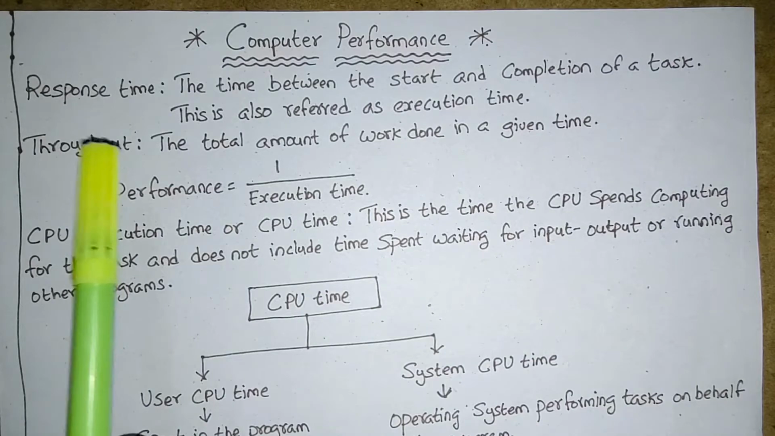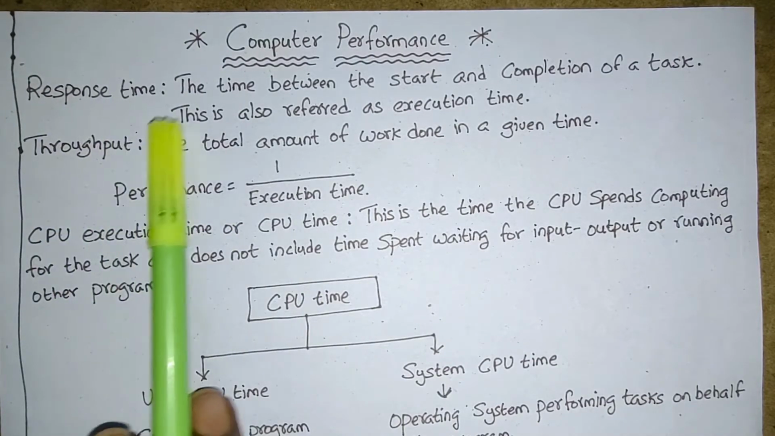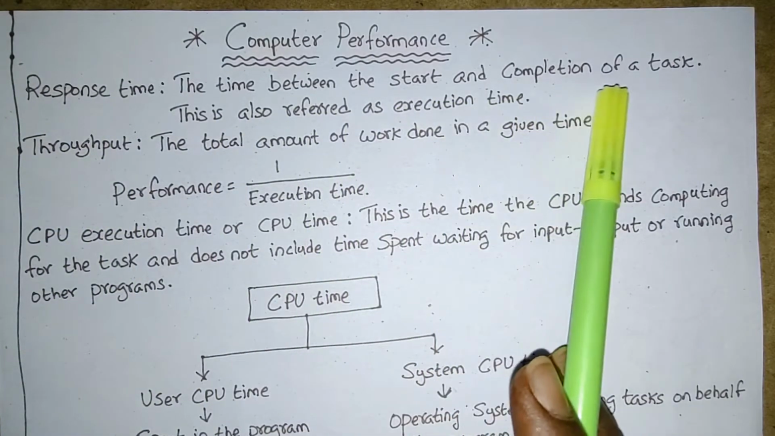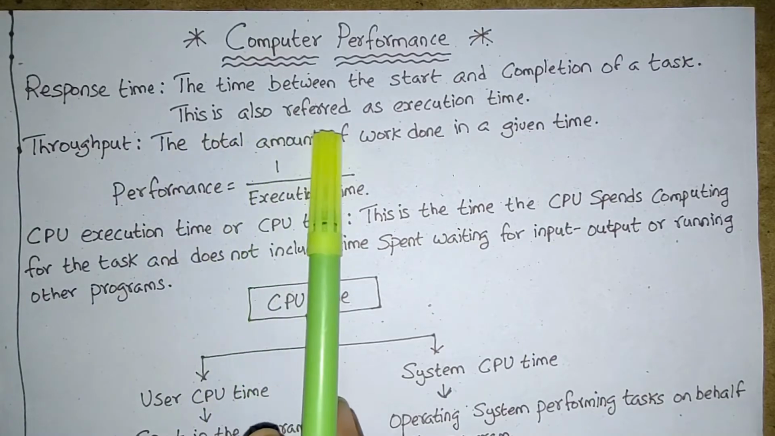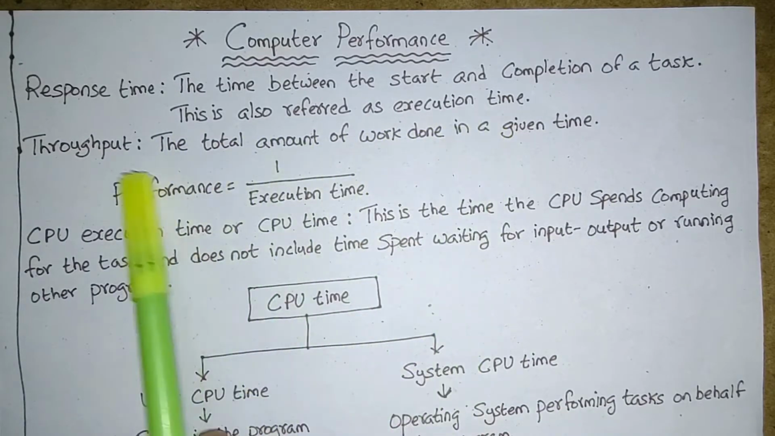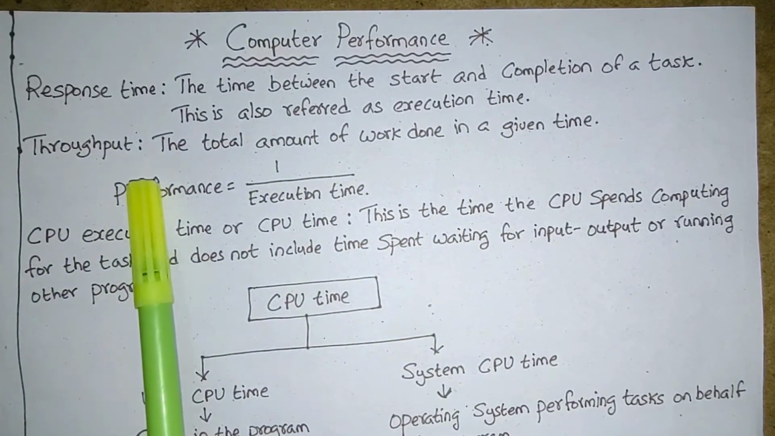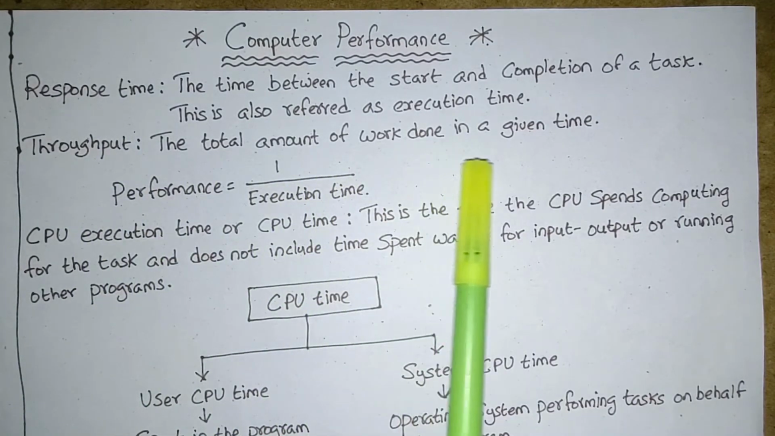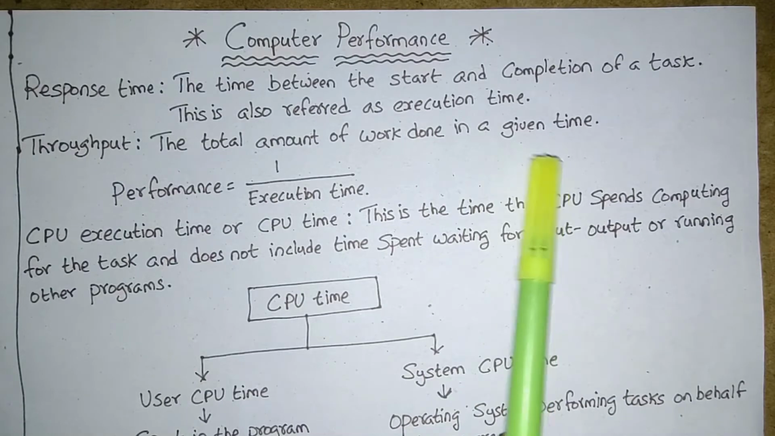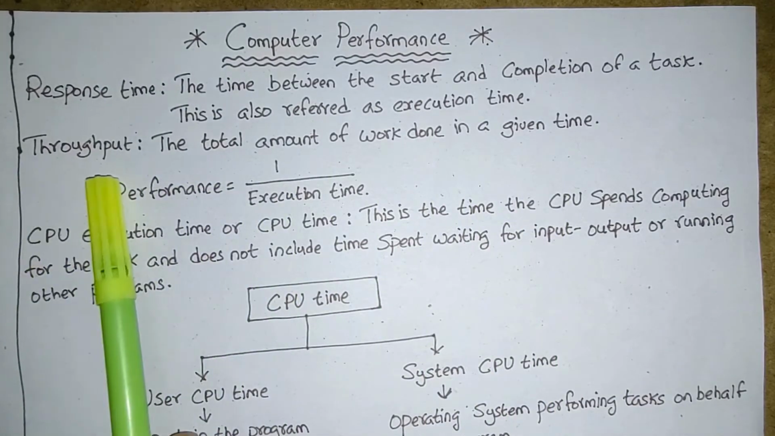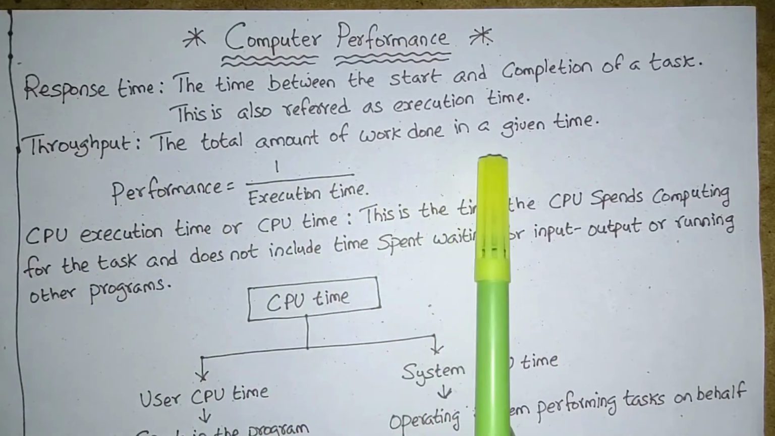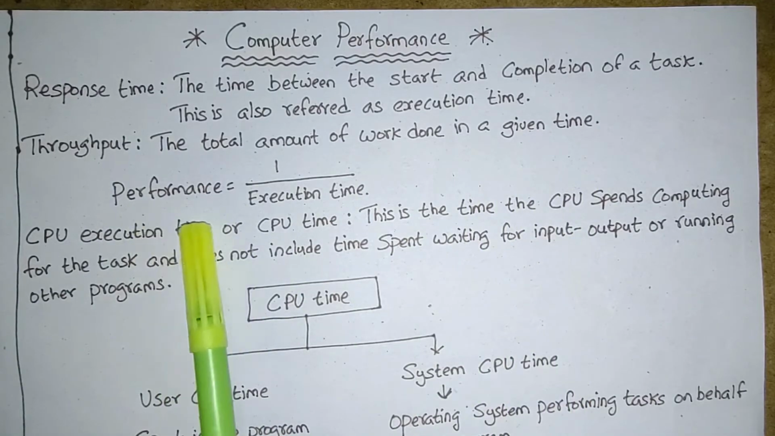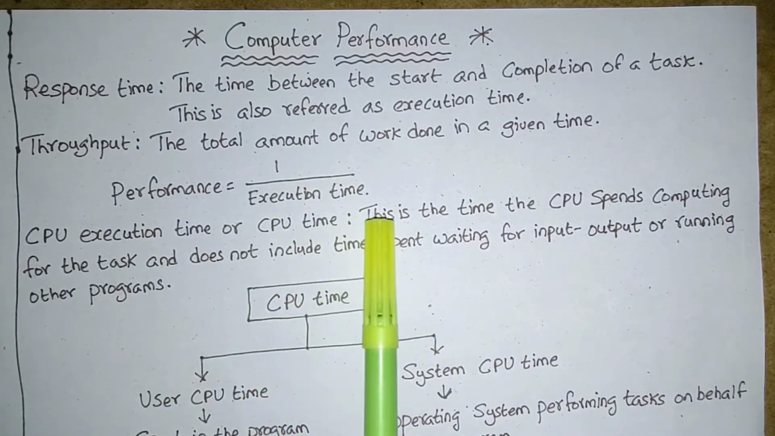Computer performance starts with response time, the time between the start and completion of a task. This is also referred to as execution time. Next, throughput: the total amount of work done in a given time is throughput. Performance is equal to 1 by execution time.